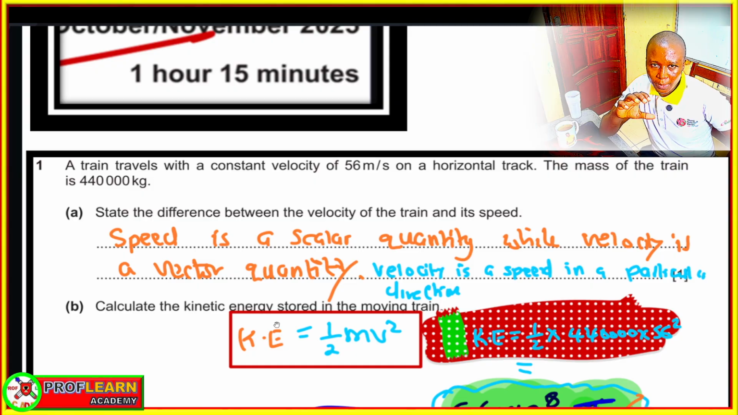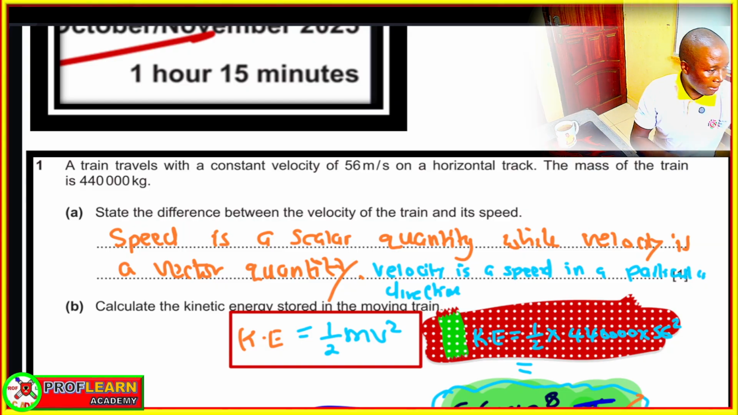Candidates were supposed to understand that vector quantities are those quantities which have both size and direction. They have both magnitude and direction. While scalar quantities only have size, only magnitude, but no direction. So if students were to understand that, then they could go straight to working out questions and avoid crying.